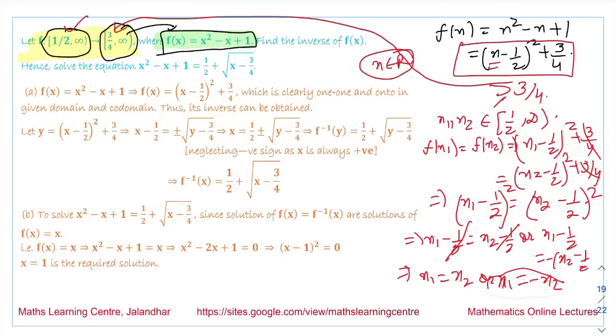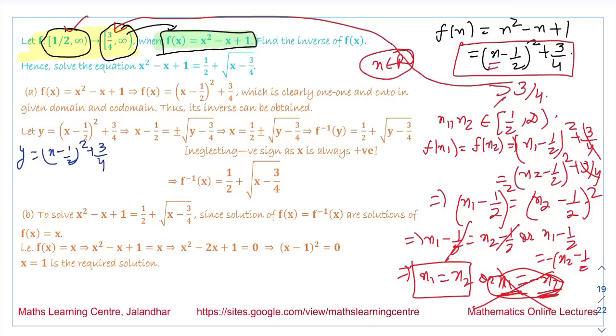Now the values of x1 and x2 are positive. It means this case is not possible. So what we obtain is that x1 is equal to x2. So we are saying that this function is both one-one and onto. So it means it is an invertible function. Now to calculate the value of the inverse, we equate y is equal to x minus 1 by 2 whole square plus 3 by 4.